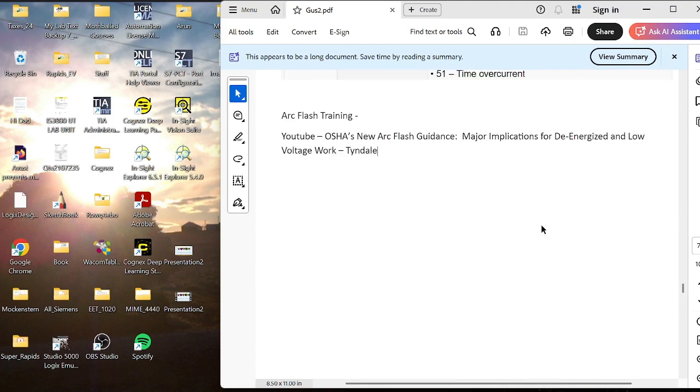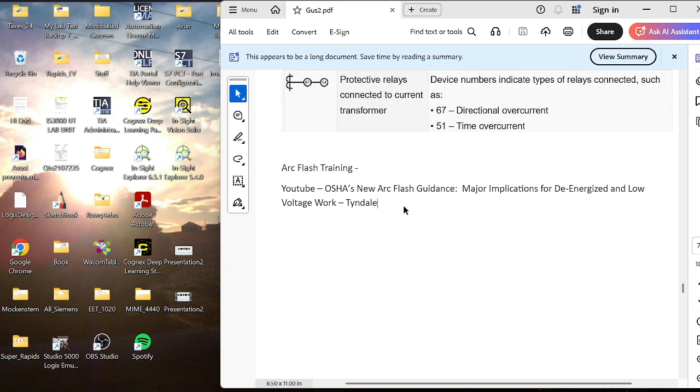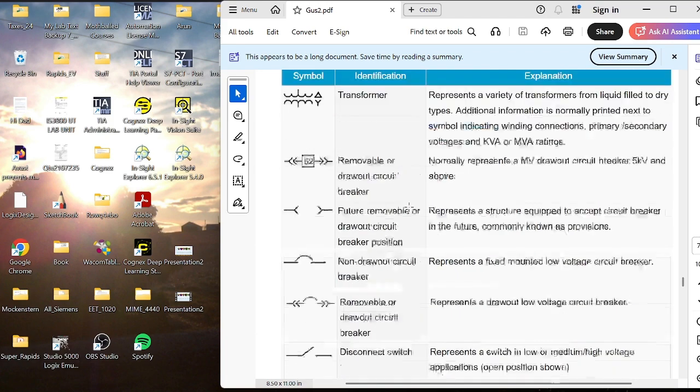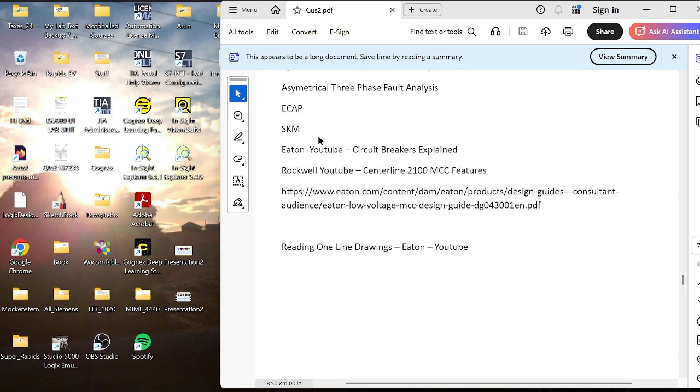But okay, so today was this Tyndale, and then up here are the two types, ECAP and SKM, and I don't know if either one of them can be downloaded for a 30-day trial, but I want you to try to see if you can download one of these, or there may be another one, but do a one line and hand it in to me, and that will be for a grade as well.